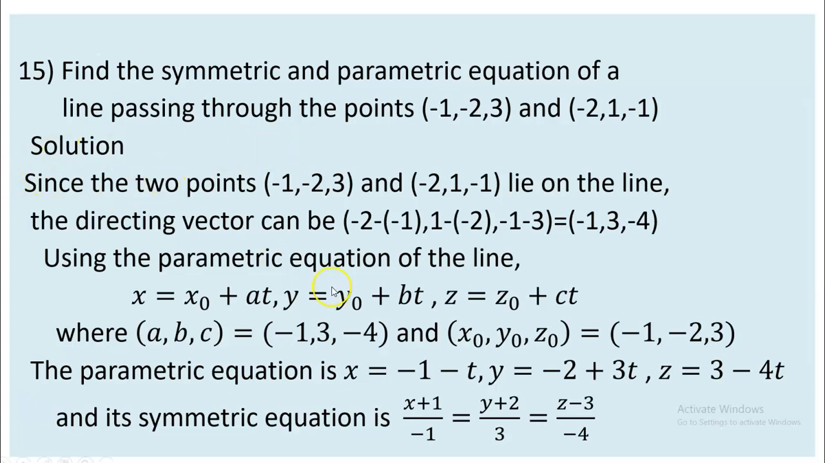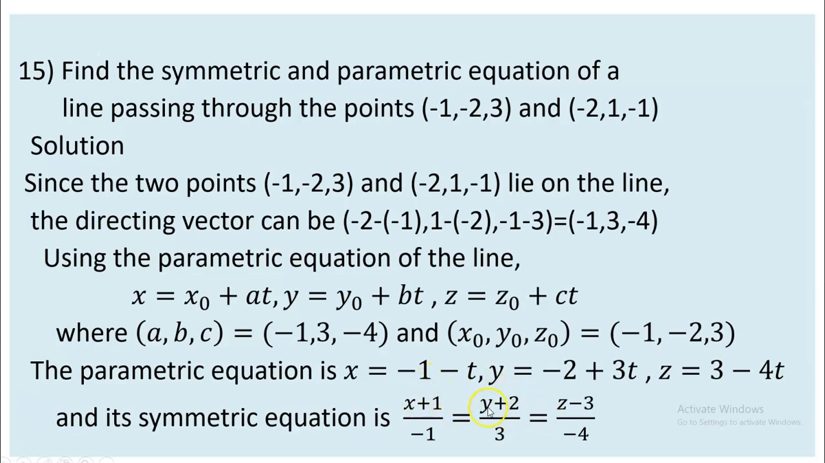Move minus 1 to the left, it's going to be x plus 1. As you see, if you move minus 1 to the left, x plus 1, and divide by minus 1, t comes. So everything is solved for t here. Move minus 2 to the left, y plus 2, and divide by 3. Move this 3 to the left again, z minus 3, and divide that by minus 4. So this is going to be the symmetric equation.